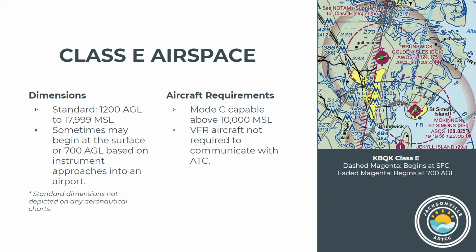Mode C again. Can you have Class Echo airspace and be above flight level, be above 10,000 feet? Absolutely. However, you still have to have your Mode C squawk above 10,000 because that rule's the same all the time. But you don't have to be necessarily talking to air traffic control on a VFR flight plan.